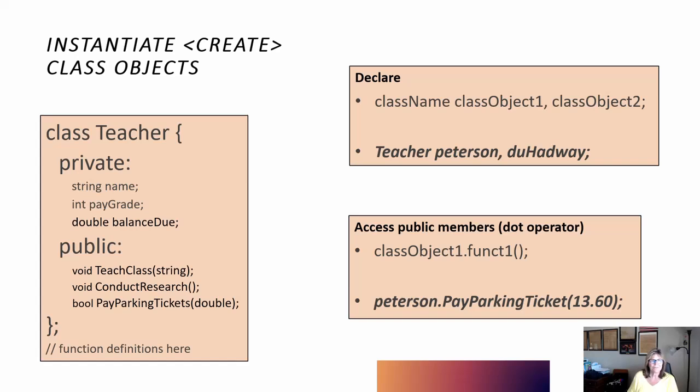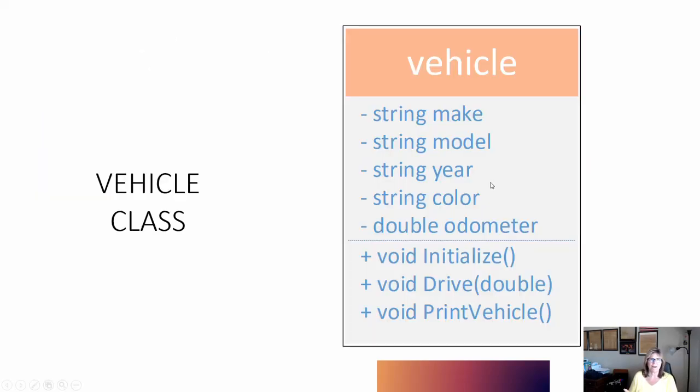All right, so the next thing that we're going to do is create a vehicle class. We're going to practice with a vehicle class. So here's an example of a class UML diagram for a vehicle. It is going to have 5 variables, 4 strings, and then a double odometer reading. There are going to be 3 functions available to us. All of our variables are going to be private, and all of our functions for our purposes are going to be public, so they can be used outside of the class. So how about if we try that out?